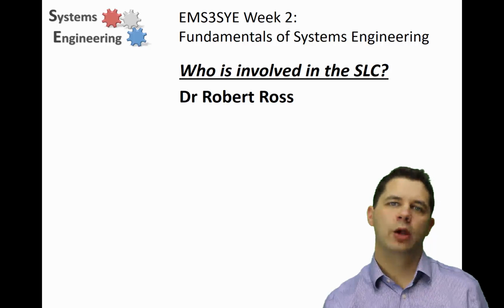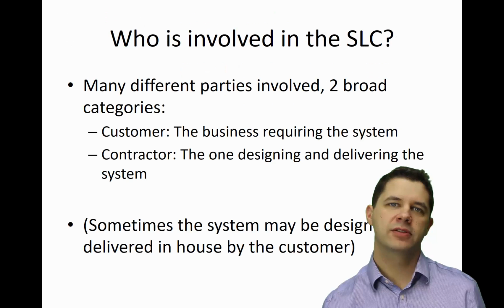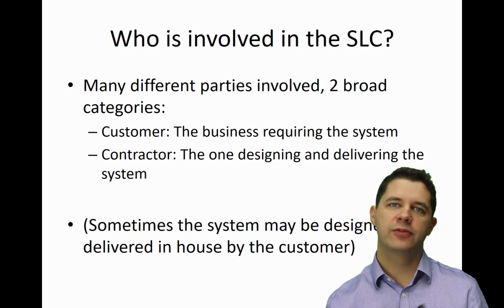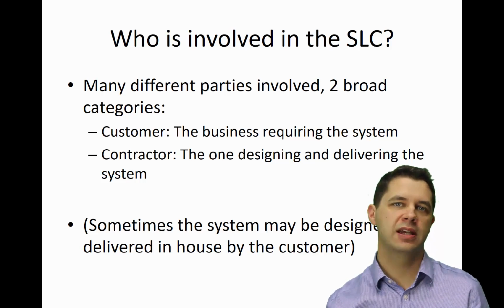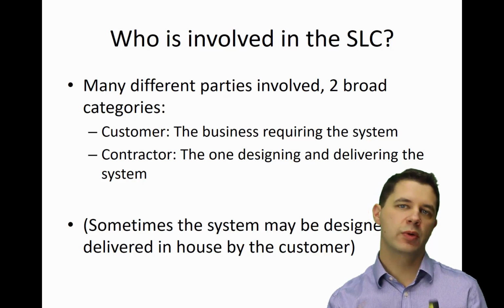In this video, we'll be looking at who's actually involved in the system lifecycle. Broadly, we have two different parties that are principally involved, and two different entities. One is the customer. This is the business that actually requires and needs the system. They're the ones that have come up with the system, identified some sort of business need, and they're seeking this. Then we have the contractor, the one that's responsible for designing and delivering the system.